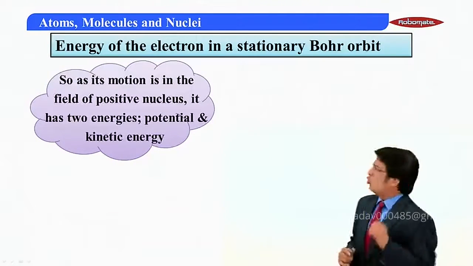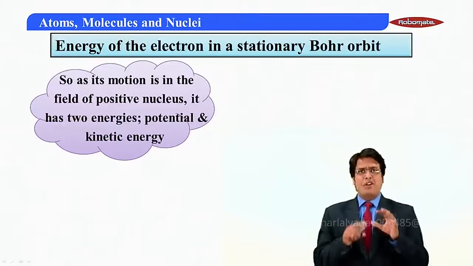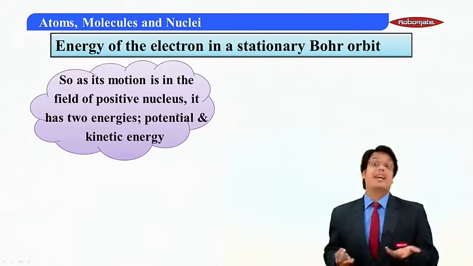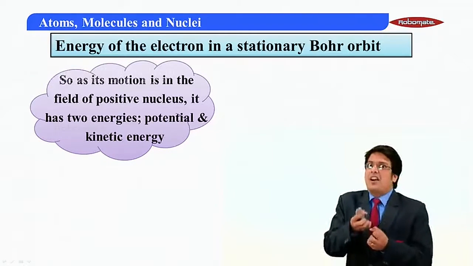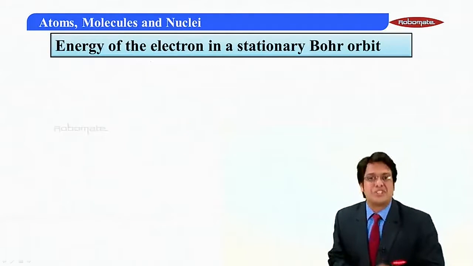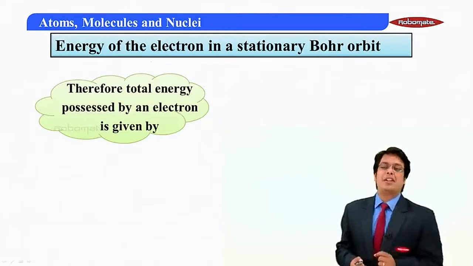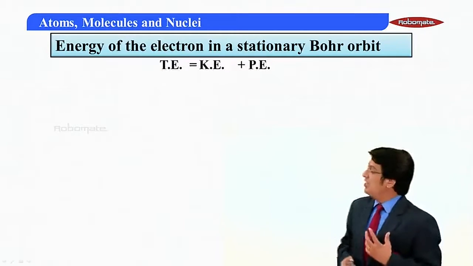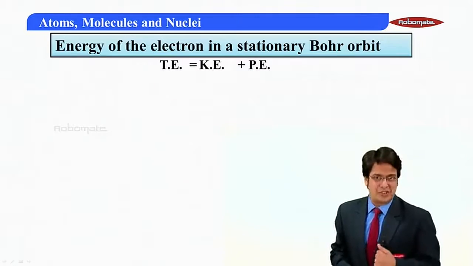Agreed. So its motion is in the field of the positive nucleus. It has two energies. Why? It is moving, so it has kinetic energy, and it is attracted to the nucleus but not going inside the nucleus, which means it has potential energy. Ladies and gentlemen, total energy can always be bifurcated into two parts: one is kinetic and another is potential.